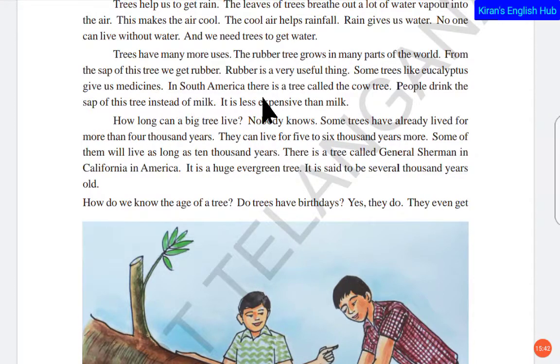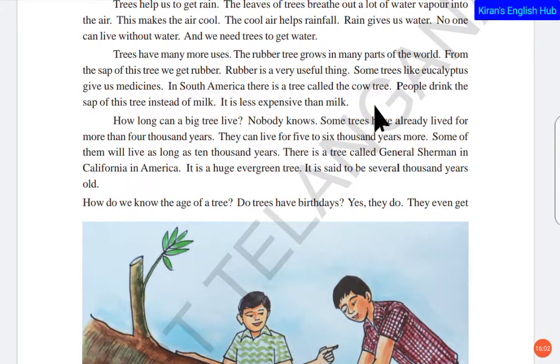So in South America there is a tree called the cow tree. What is the tree name? Cow tree. See, students will be getting this question in the objective questions. Just to go through it. People drink the sap of this tree instead of milk. It is less expensive than milk.